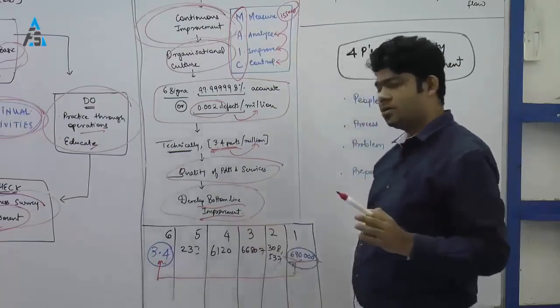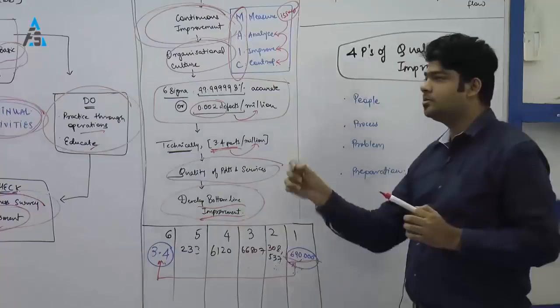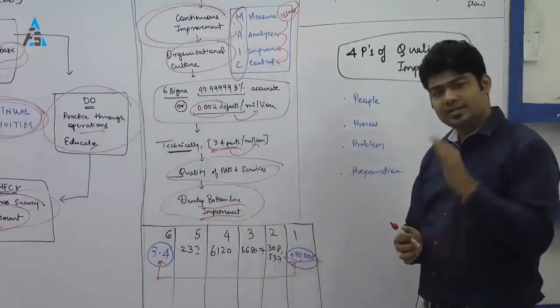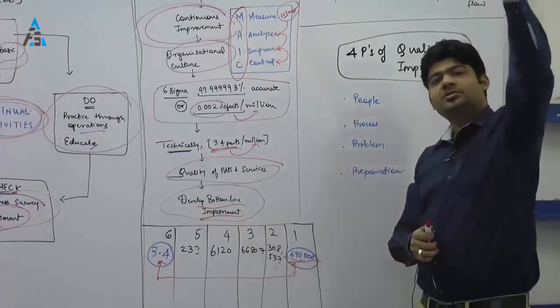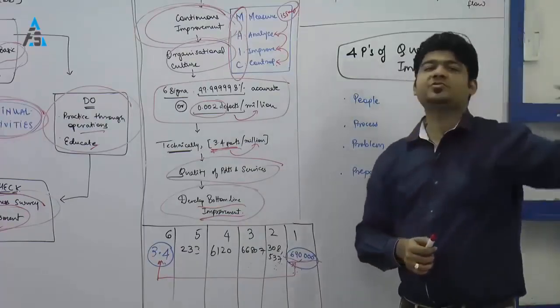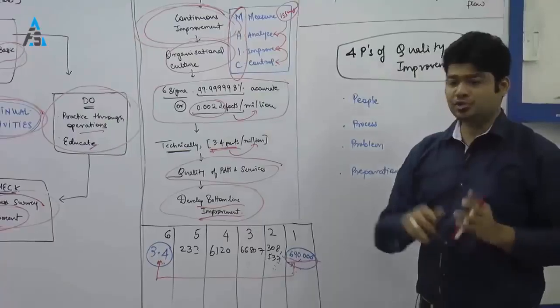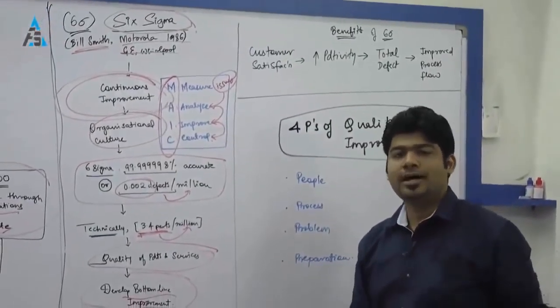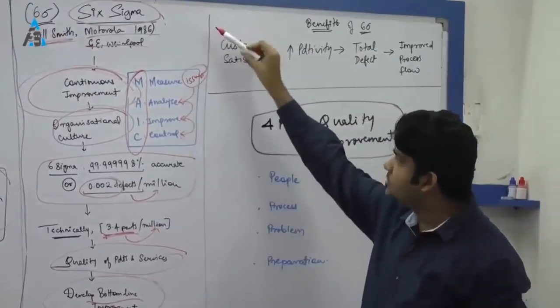So that clarity, that 100% accuracy, is what Six Sigma demands. And once you are through with that, quality is at an optimum level, which will never become an issue. Your customers are satisfied, and at the end of the day, that is what you want as a businessman. So this is Six Sigma.